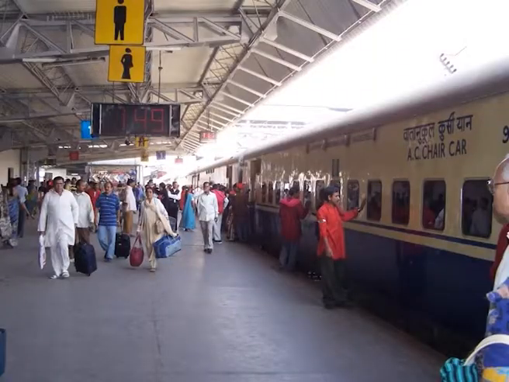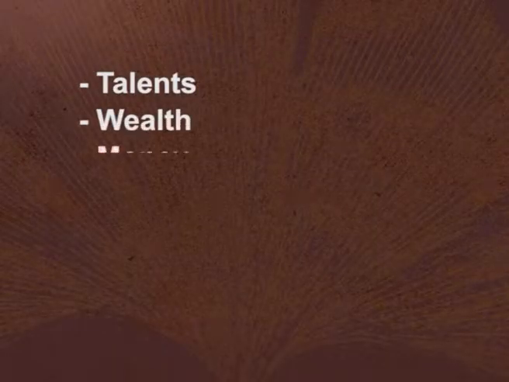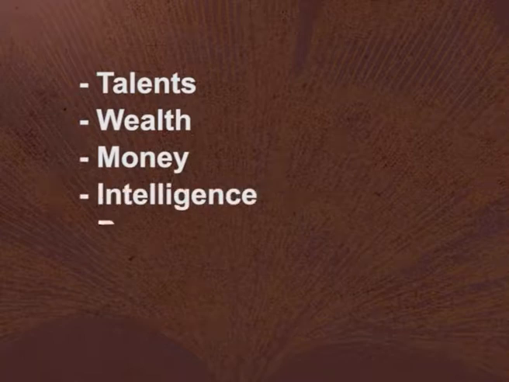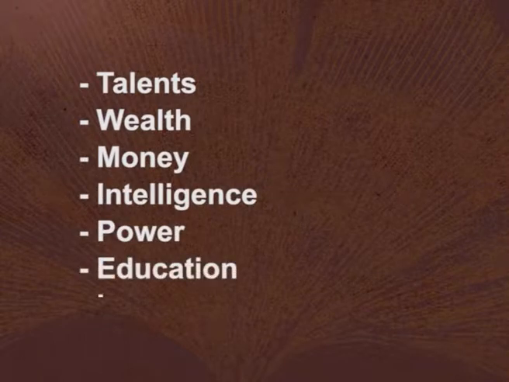Next, we will discuss social stratification and class. Class is an open system. Under this system, vertical mobility is absolutely free. Movement from one status to another has no barrier. Status is based on achievement. It is determined by the talents, wealth, money, intelligence, power, education, income, etc. of a person. There is no inheritance of parental status.